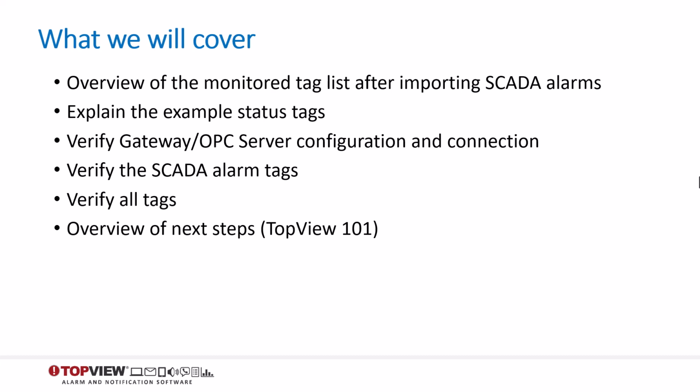It will also contain some additional status tags, and we'll take a look at the details of these additional tags. Next, we'll verify that the configurator can connect to the gateway, typically the SCADA OPC server. We'll then take a look at the details of one of the SCADA alarm tags configured by SCADA Sync to see the various tag properties, alarm configuration, and acknowledge settings. Then we'll verify the tags, both the SCADA alarm tags as well as additional tags that were configured for acknowledgement. And last, we'll talk about the next steps and where you can find additional resources.